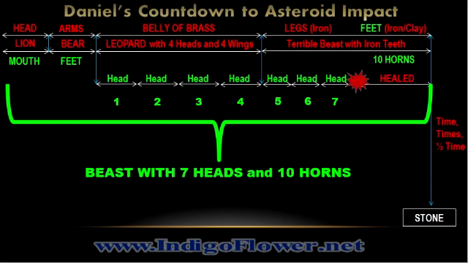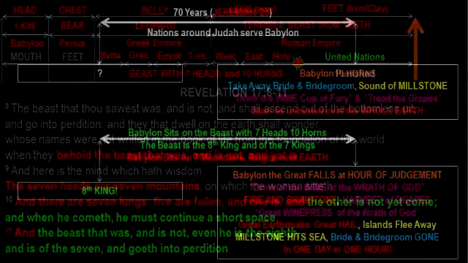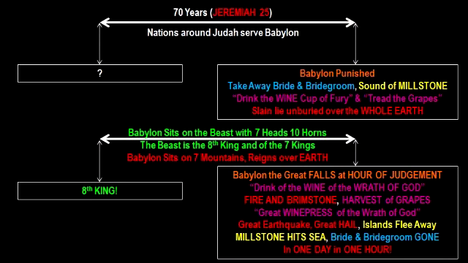The 10 horns of the beast occur during the feet at the tail end of the timeline, and remember Revelation 17 tells us the 8th king is the beast with 7 heads and 10 horns. That means the 10 horns rise up during the reign of the 8th king. End time Babylon, we're told, sits on the beast with 10 horns. Therefore, Babylon the Great sits on the 8th king. We are right now in 2016 in the 70th year of that 8th king.